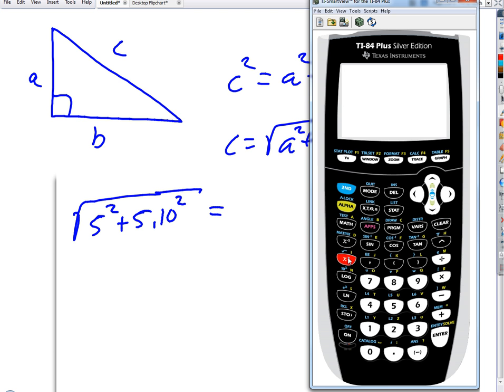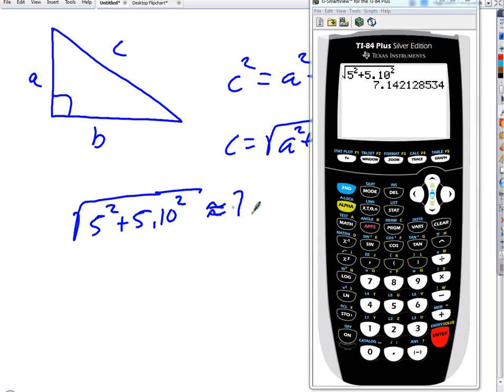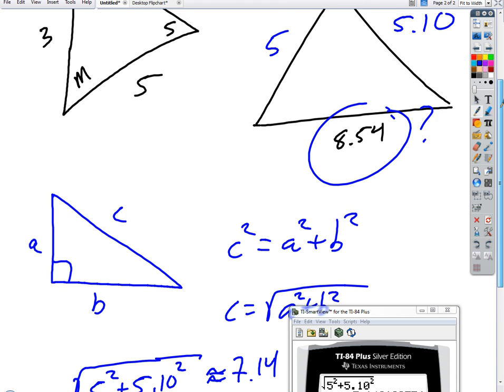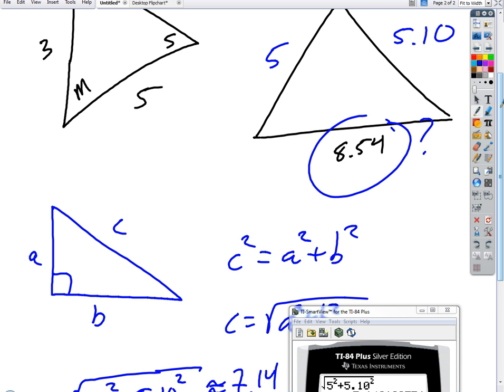It is, let's find out, square root of 5 squared plus 5.10 squared equals 7.14, roughly. Okay, so then what does that mean if the third side of our triangle was 8.54? Was it too big or too small to be a hypotenuse? Too big. So does that make this an obtuse triangle or an acute triangle? Makes it obtuse, doesn't it?